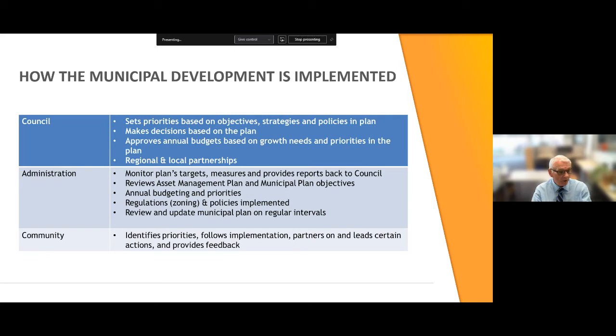And then there's the part on the community. It's important that the community understand what the municipal development plan and the land use bylaw are, understand what the priorities of council are, and follow and make sure that the plan is being followed and that we're reducing the impacts of conflicting land uses. They give that feedback to council and administration so that they can make adjustments to the plan as needed.